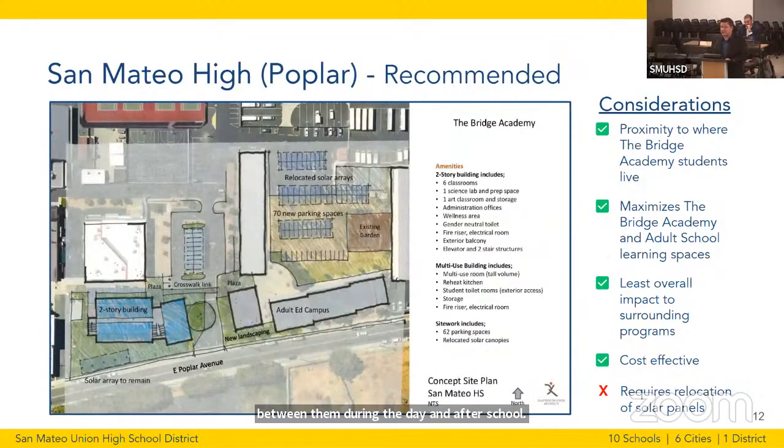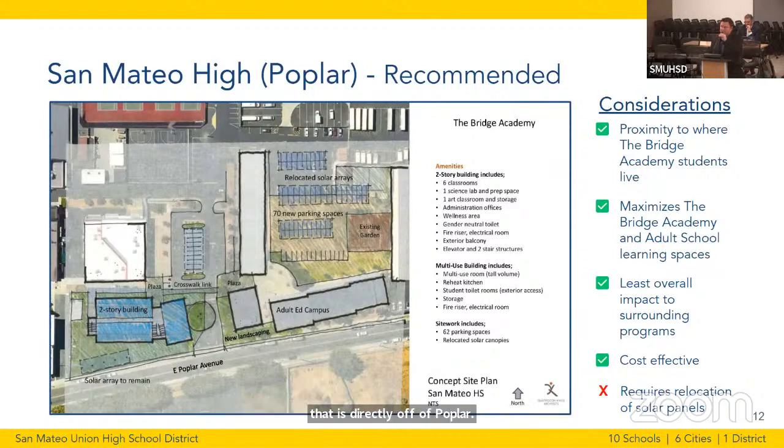Lastly, this is staff's recommended location. This is also on the San Mateo High School adult school campus. To orient you, the bottom is Poplar Avenue. At the very right, you have the transportation barn. At the bottom, you have the modulars for the adult school. And then kind of in the middle above where the new projected building is, that square, is the Smart Center. So the new recommended location would be in the parking lot that is directly off of Poplar.